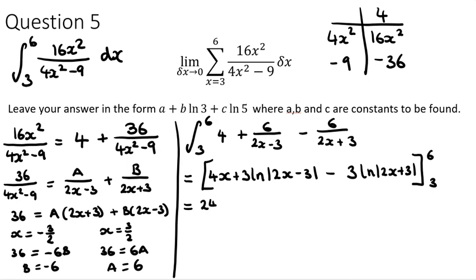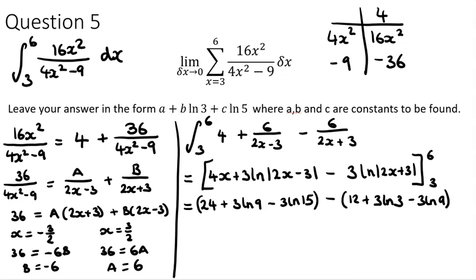4 times 6 is 24. 2 times 6 minus 3 is 9, so we've got 3 times natural log of 9. And then 2 times 6 plus 3 is 15, so you've got 3 natural log of 15. Then we're going to sub in the 3. So 4 times 3, 12. 2 times 3 minus 3 is 3. And then 2 times 3 plus 3 is 9. Okay, so then we've got that.